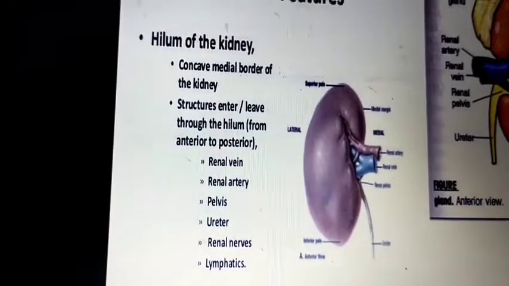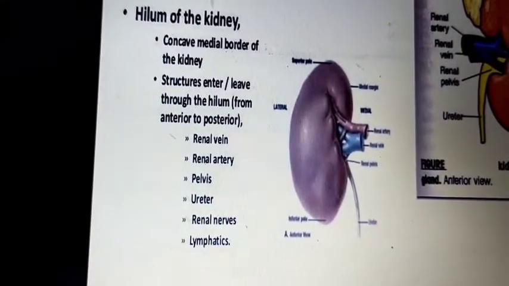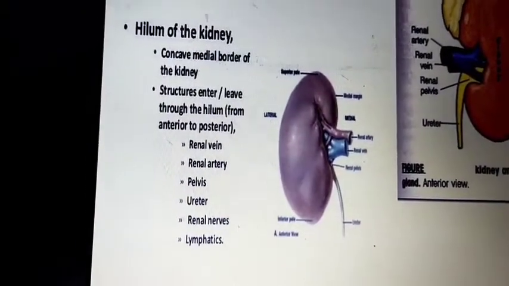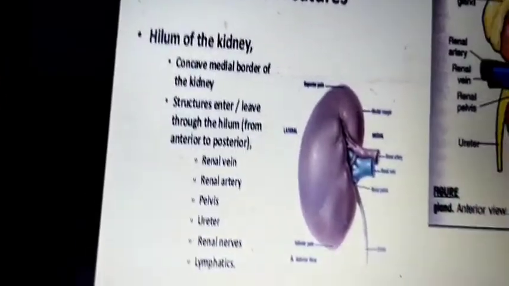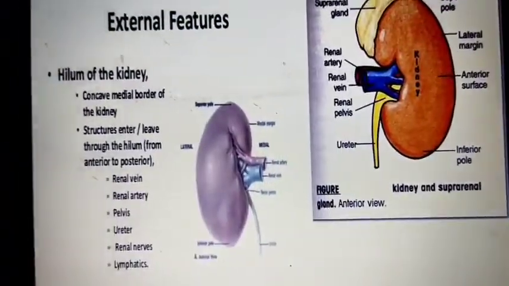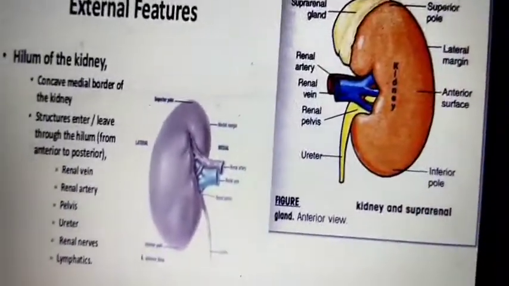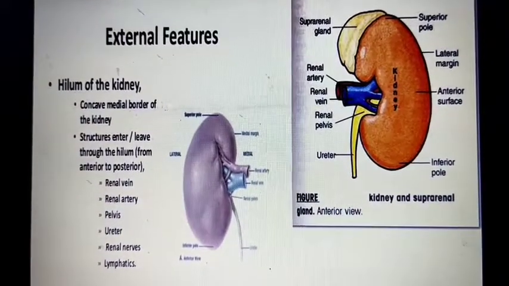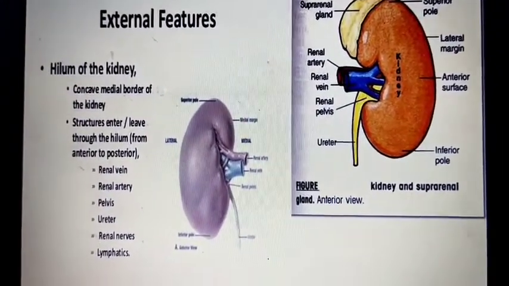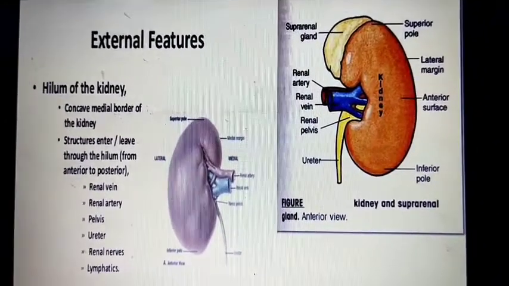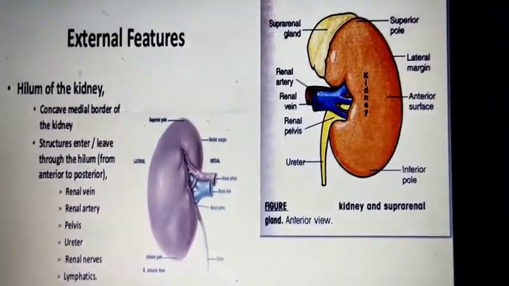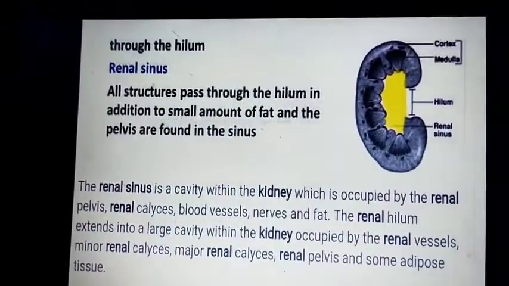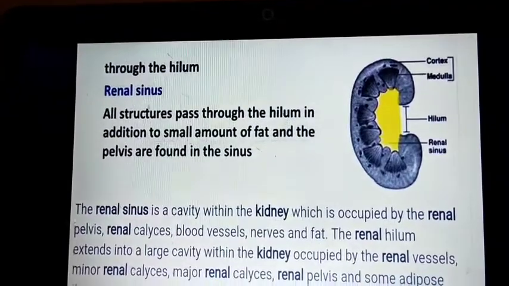First you can see the renal vein, then renal artery, then pelvis, then ureter, then renal nerves, and the lymphatics. This is the arrangement in the external features of the hilum. You can go for the next slide. Hilum means where some structures enter and leave from the organ, and that part is called a hilum. These structures pass through and leave from the hilum.